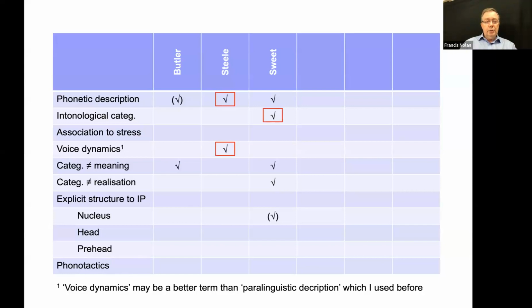And then Sweet adds a sense of there being categories, intonational categories. So he has, I think, six categories, and makes clear that the category is not invariant. There are different realizations of a category. And he also, by putting his tonal mark at the end of the utterance after the breath group, is kind of moving towards the notion of the nucleus. He's saying that something's happening near the end, which is important for the intonation.